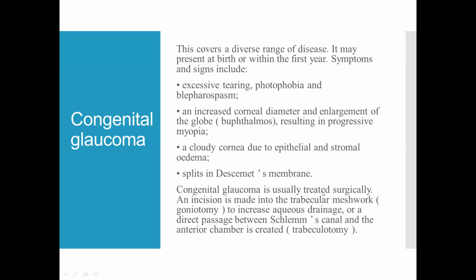Congenital glaucoma is usually treated surgically. An incision is made into the trabecular meshwork, which is goniotomy, to increase aqueous drainage, or a direct passage between Schlemm's canal and the anterior chamber is created.